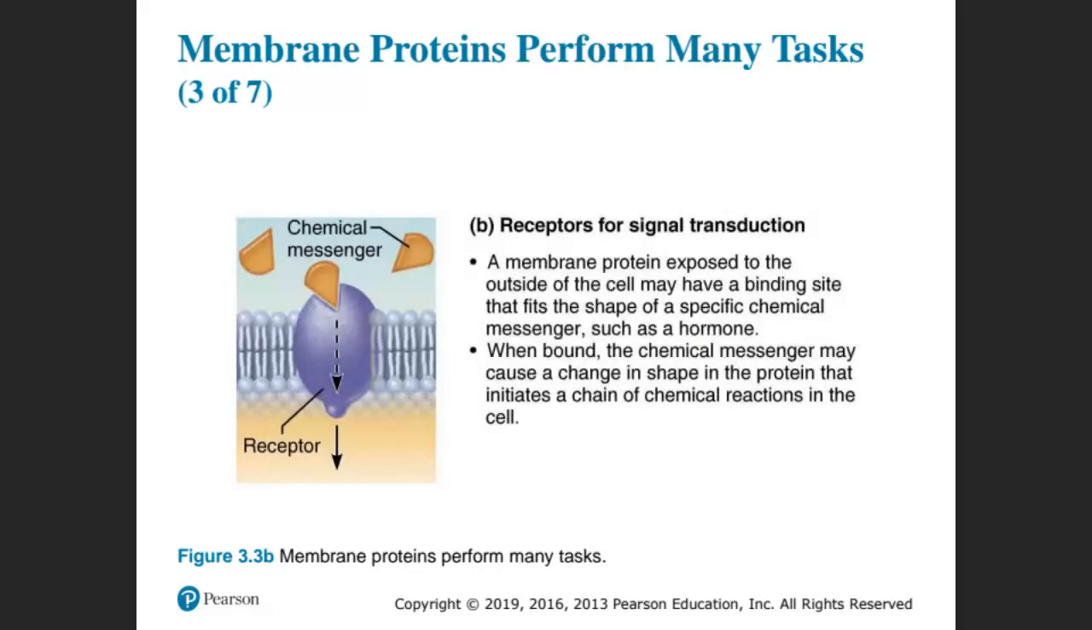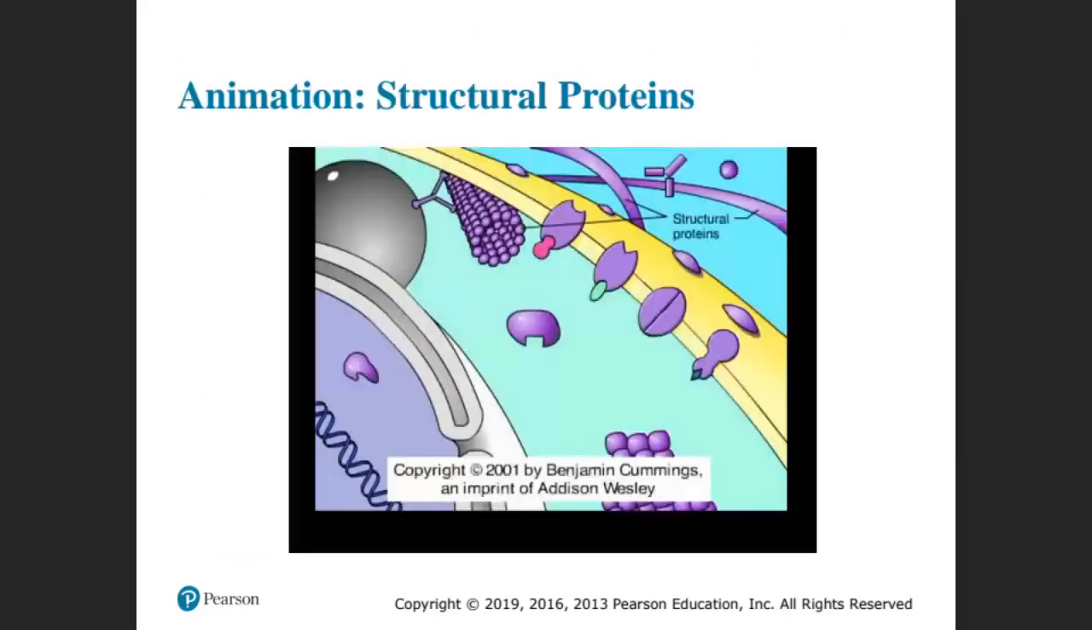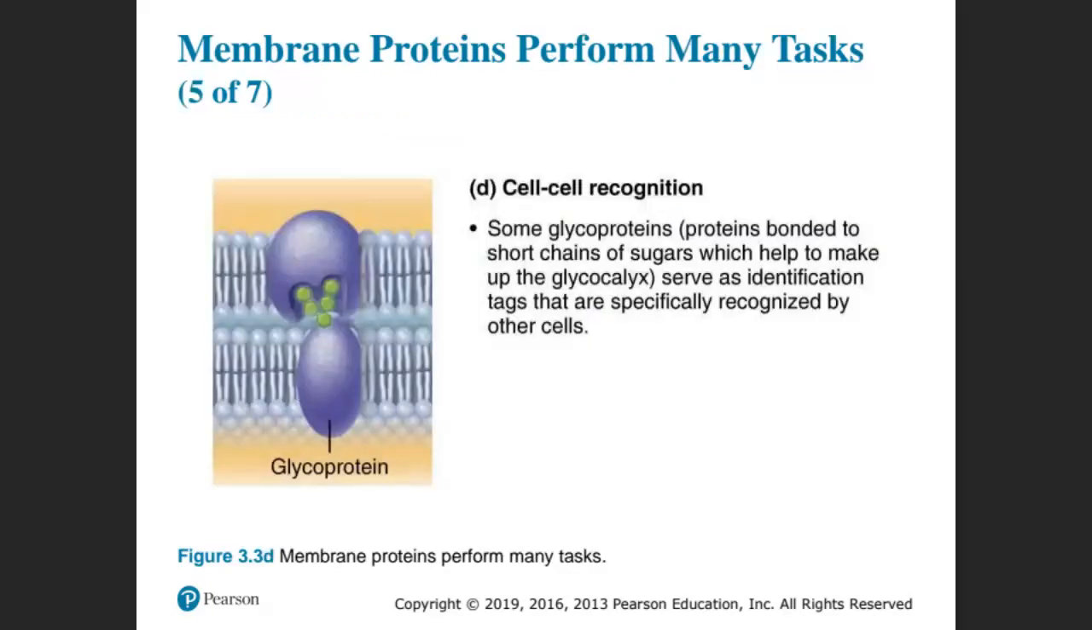And there are animations on Mastering and in your e-text for that. They can act as receptors that help out with signal transduction. We will see that in other chapters, and even in A&P 2, as far as hormones that bind to these receptors and activate some sort of response in the cell. They can act as enzymes that catalyze and speed up reactions. And they can help out with cell-to-cell recognition.